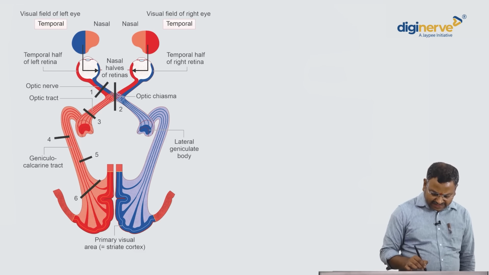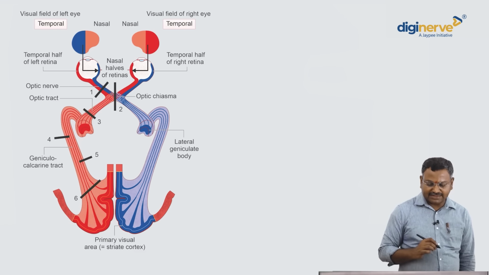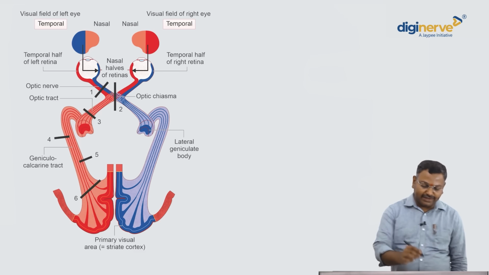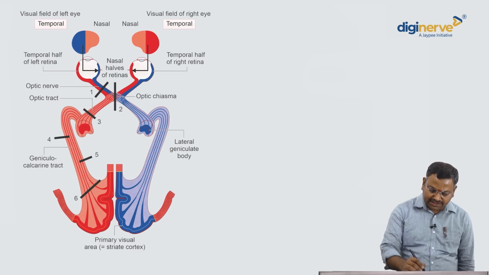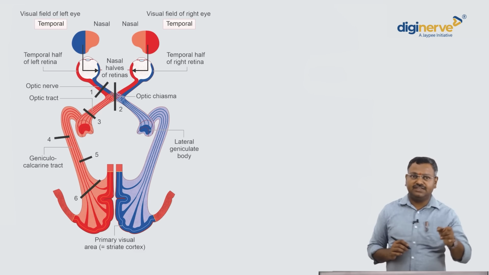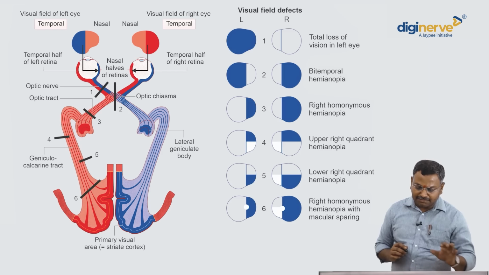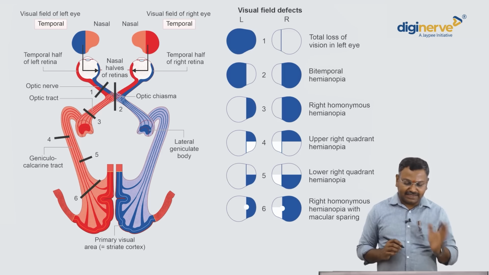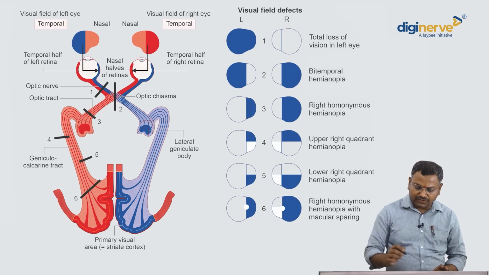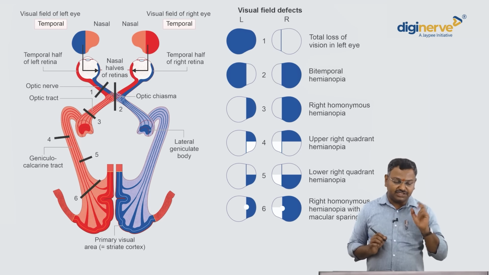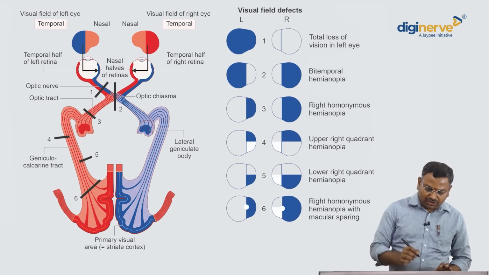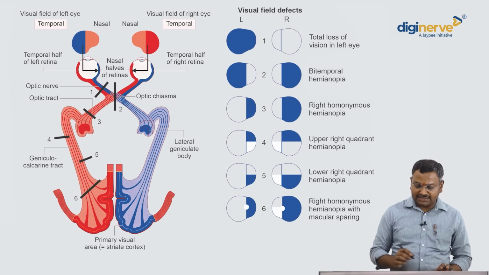At each of the sites you can have lesions, and the lesions can produce certain defects. If you look at the common diseases, suppose you have a lesion at point 1 that you're seeing here, the complete optic nerve is severed, so that eye will have complete loss of vision. Here the left eye is affected, so you would have a complete loss of vision in the left eye. That is what you get with a lesion in the optic nerve. Coming on to the optic chiasma, that's the next lesion.